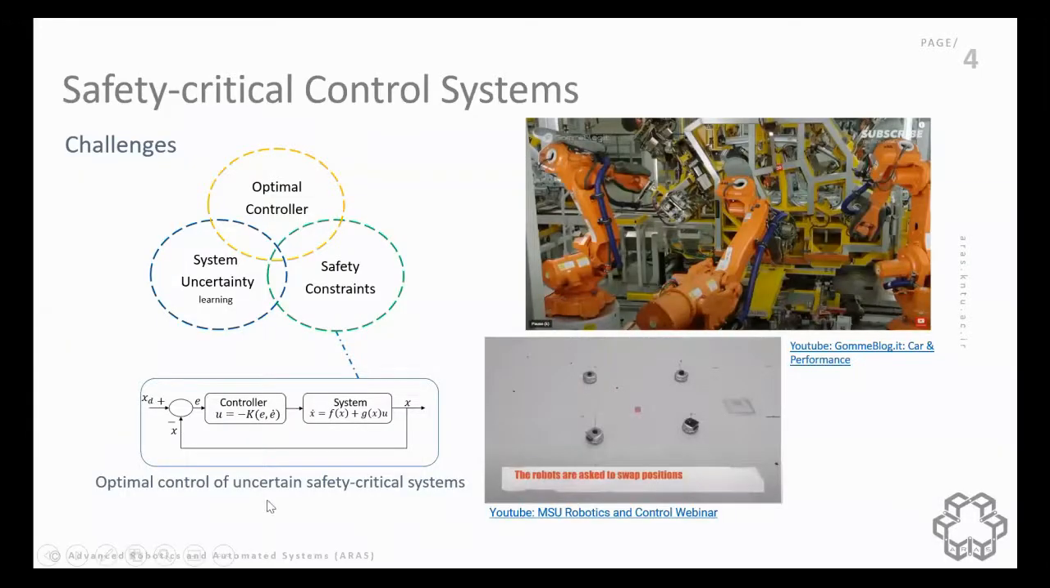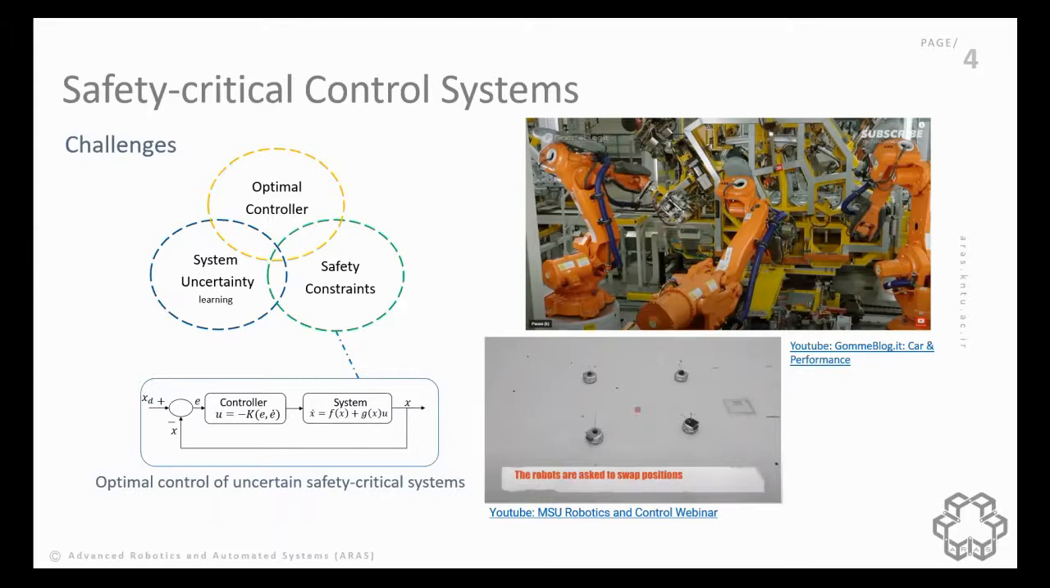The diagram of a simple control system is depicted here. We have a system, we have some information about the dynamics, and by means of a controller, we want to bring the system to a desired point or tracking a desired trajectory or other similar objectives.